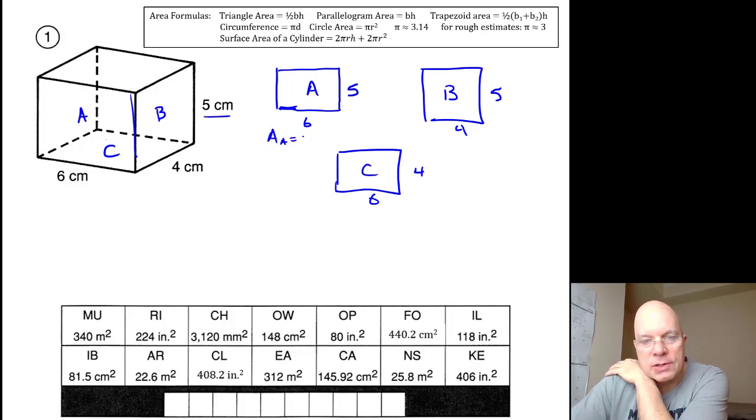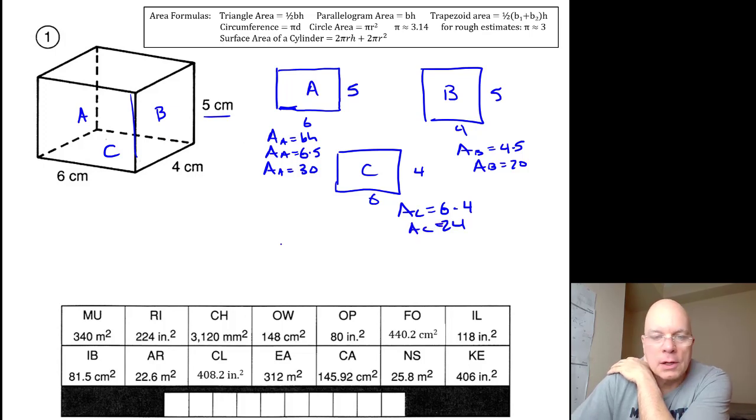So the area of A is base times height, so 30. The area of B, 4 times 5, 20. And the area of C, 6 multiplied by 4, 24. For a rectangular prism, there are three pairs of parallel congruent faces. So the surface area formula for a rectangular prism will be 2 times area face A plus 2 times area face B plus 2 times area face C, 2 of each of those.